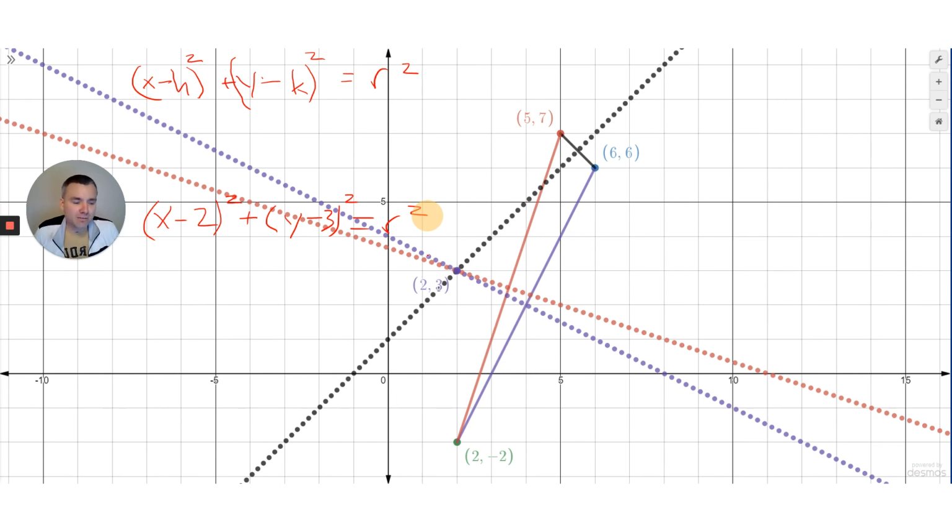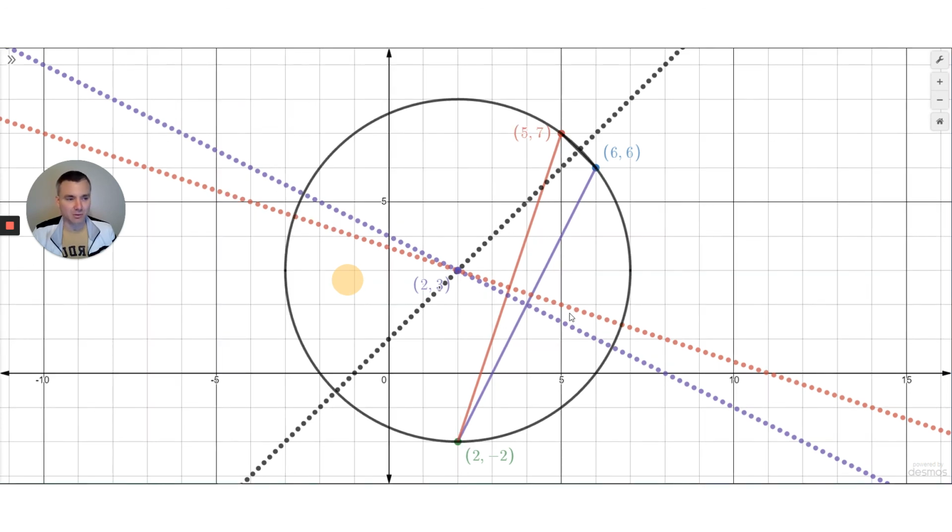To find r squared, we simply find the distance from the center to any of these 3 points. Clearly, if I look at this drawing, the easiest distance to find is this one, from (2, 3) to (2, -2). We go down 3, then we go down another 2, so we go down 5, and that gets me to this point. So the equation for this circle should be x minus 2, the quantity squared, plus y minus 3, the quantity squared, equals 5 squared, which is 25. And that is how you find the equation for a circle that contains 3 points.